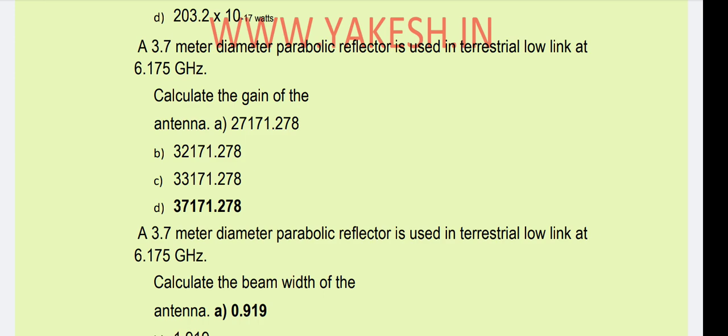A 3.7 meter diameter parabolic reflector is used in a terrestrial link at 6.175 GHz. Calculate the gain of the antenna. Option D, 37171.2, 1.278 is the correct answer. Option D is the correct answer. Next question.